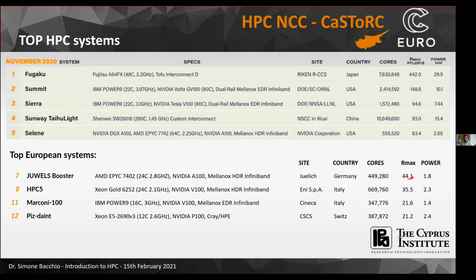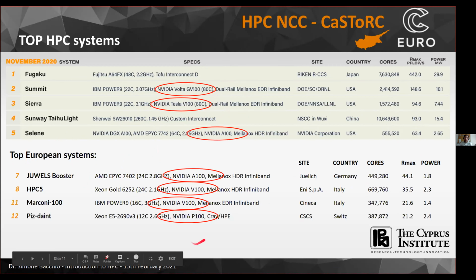And the performance we have in Europe, the top performance, is 44 petaflops. That compares well; it's 7th worldwide. So yes, all these systems have NVIDIA GPUs. This is something very important to know for doing high performance computing nowadays.